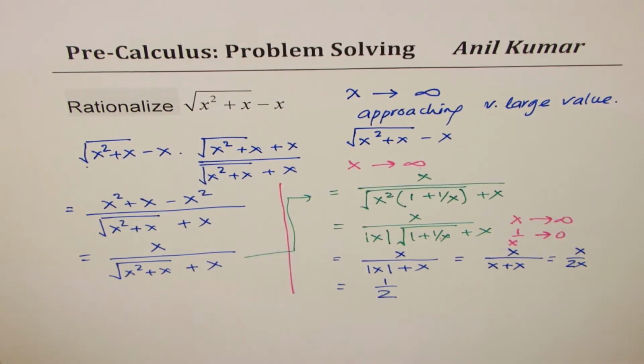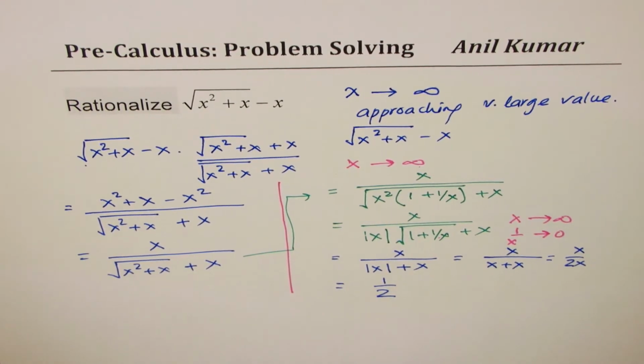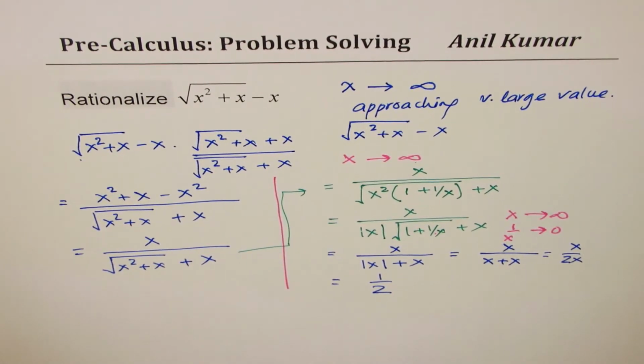So this concept will be very much utilized when we talk about limits in case of calculus. So now you see the direct correlation. I hope that helps you to understand and appreciate why we are doing rationalization and practicing such examples.